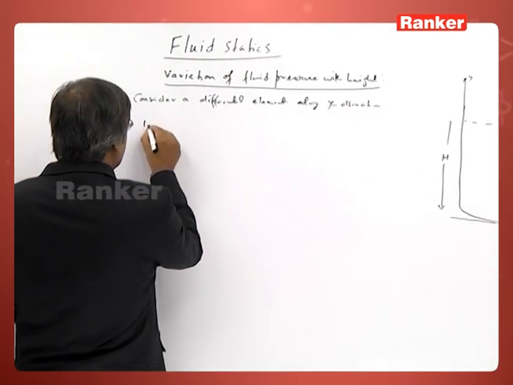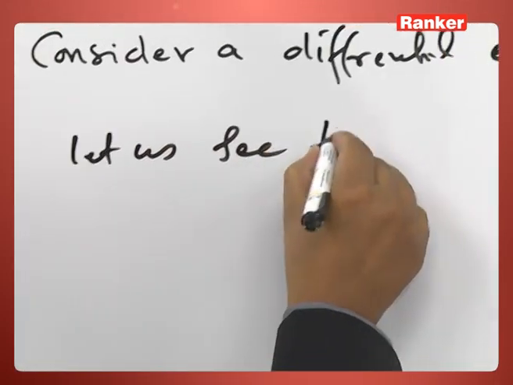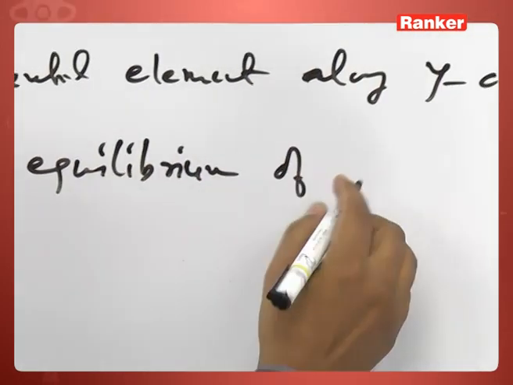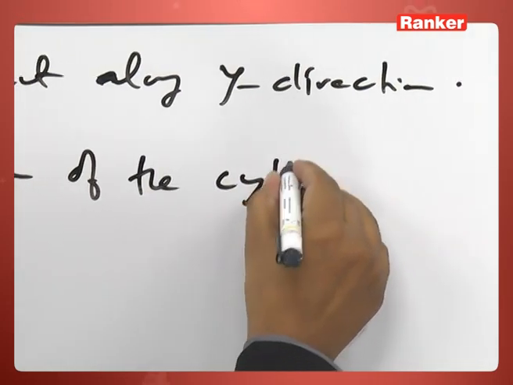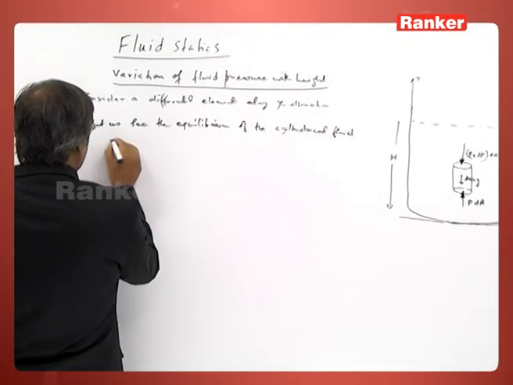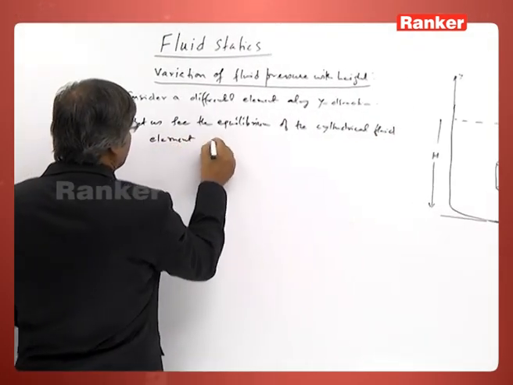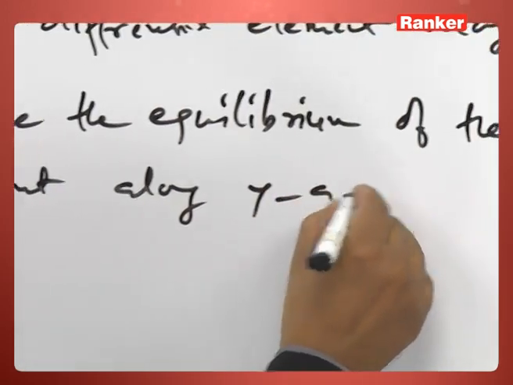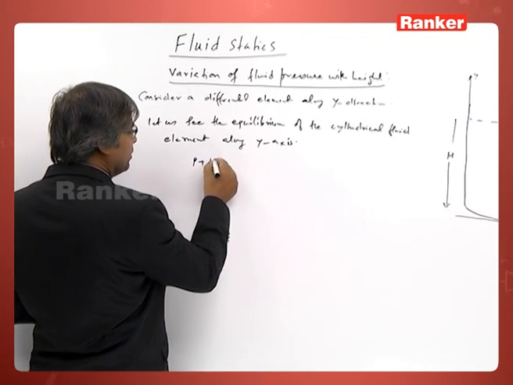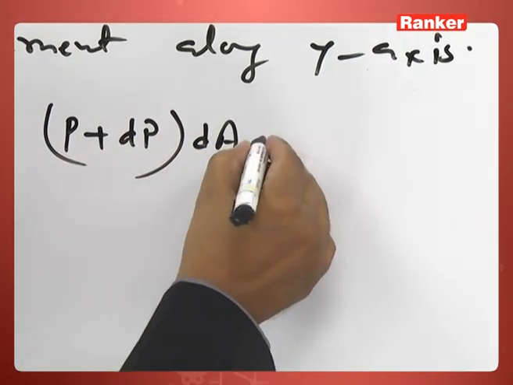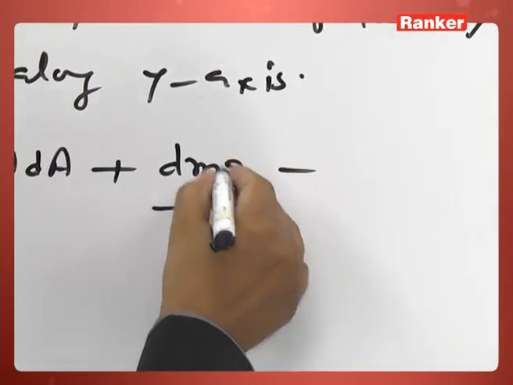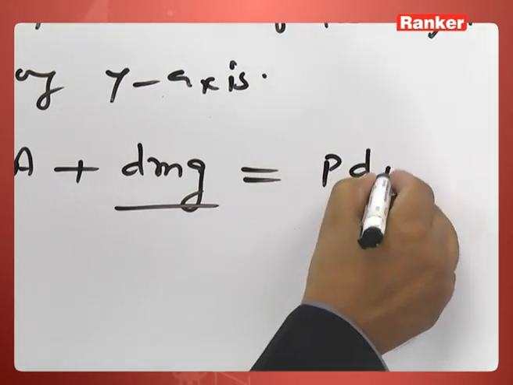The axis of this cylindrical fluid element is along the y direction. So, now let us see the equilibrium of the cylindrical fluid element along the y axis. Total downward force we have is P plus dP into dA plus dm into g, that is the weight, equal to P dA.